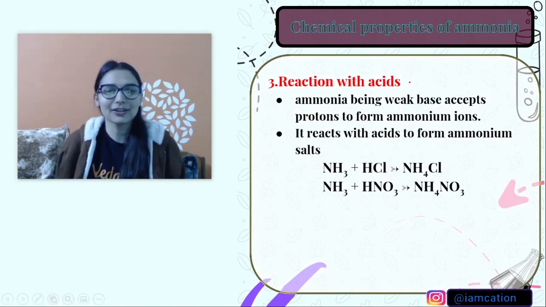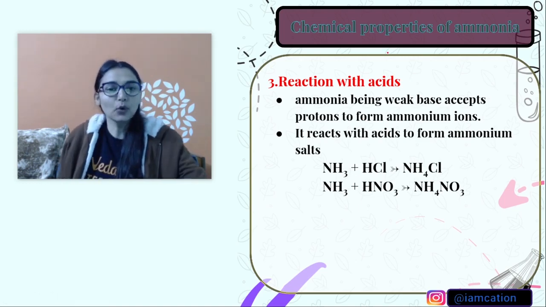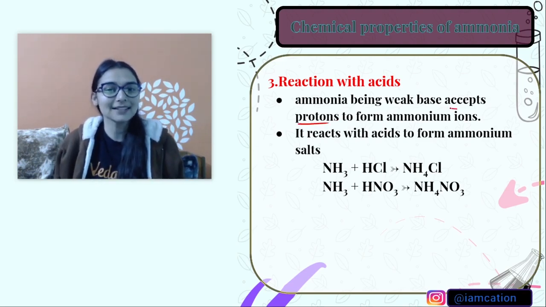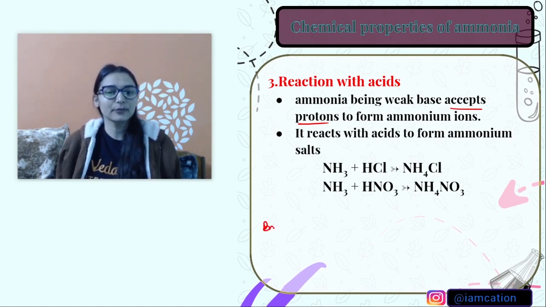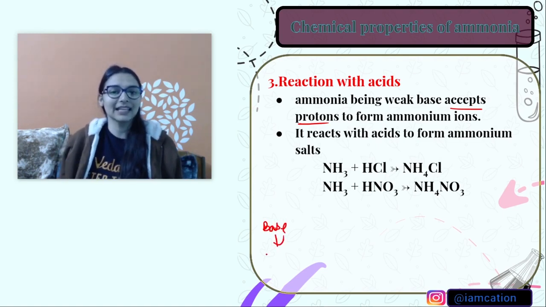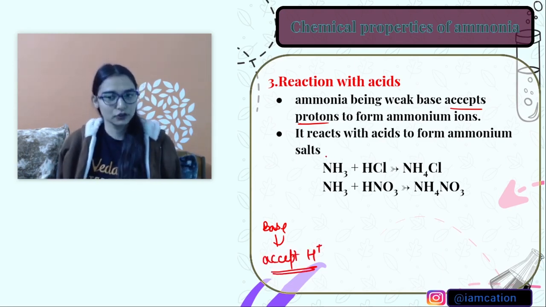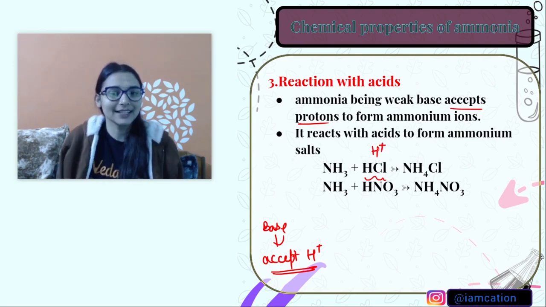The next is reaction with the acids. Now we can say over here, ammonia is a weak base, and it has the tendency to accept the proton. So this is another definition of bases. How can we define them? They are proton acceptors. Now proton, we are talking about H plus ion. Bases accept the H plus ions. So ammonia has this tendency, like from HCl the H plus ion is coming, so ammonia is going to accept it.